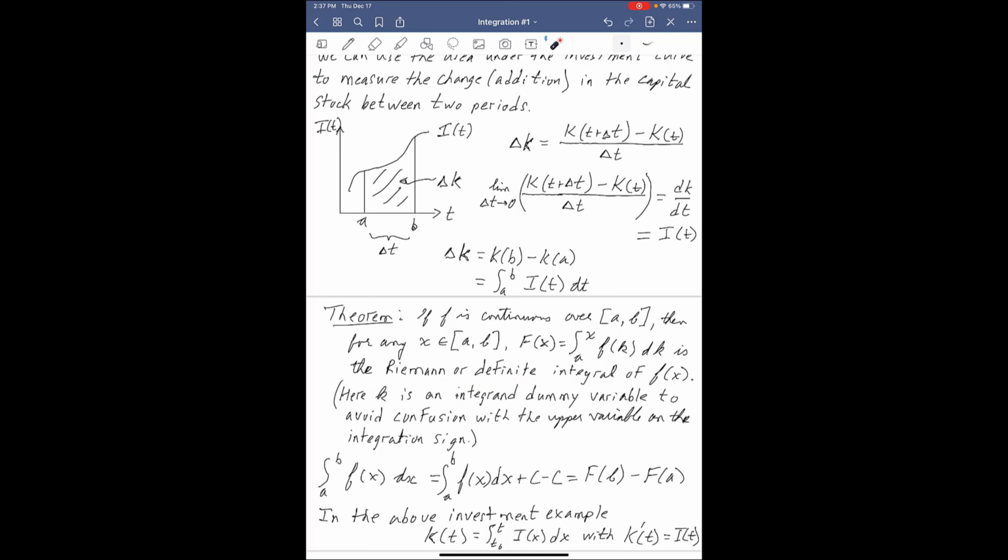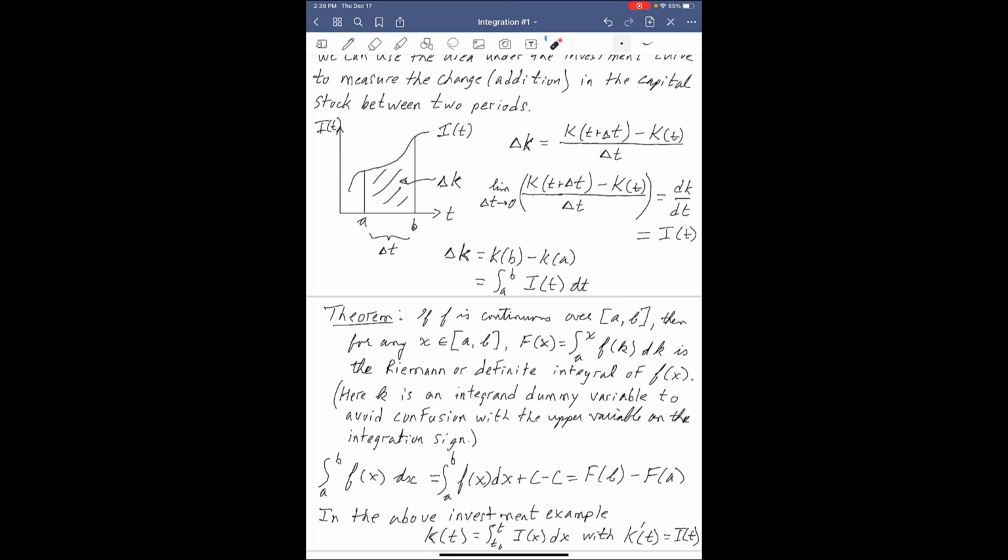Notice here that k is an integrand dummy variable to avoid confusion with the upper variable on the integration sign. So if we look at that, we get the integral from a to b of lowercase f of x is equal to the integral of f of x dx plus c minus c, which is equal to the integrated function, the antiderivative function if you like, evaluated at b minus that function evaluated at a.